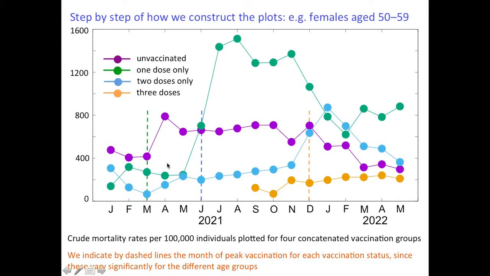So on each plot, the green dashed line will tell you the peak time for when the first dose was being given to that age group. The blue dashed line is the month when the peak second dose was being rolled out, and the orange dashed line is when, for that age group, most people were being given the booster. And these are very helpful milestones, I think, for each of these plots.